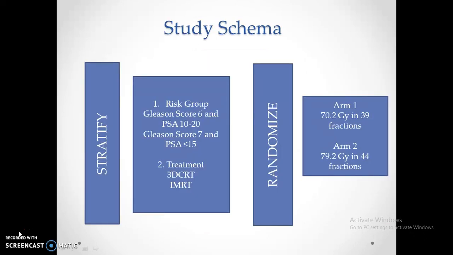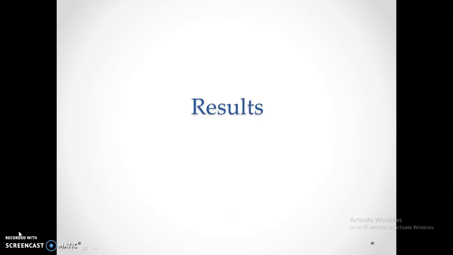For the study scheme, they used the risk groups of Gleason score 6 and PSA 10 to 20, and Gleason score 7 and PSA less than 15. The treatment used is 3DCRT or IMRT. They randomized the arms to 70.2 gray in 39 fractions or 79.2 gray in 44 fractions.